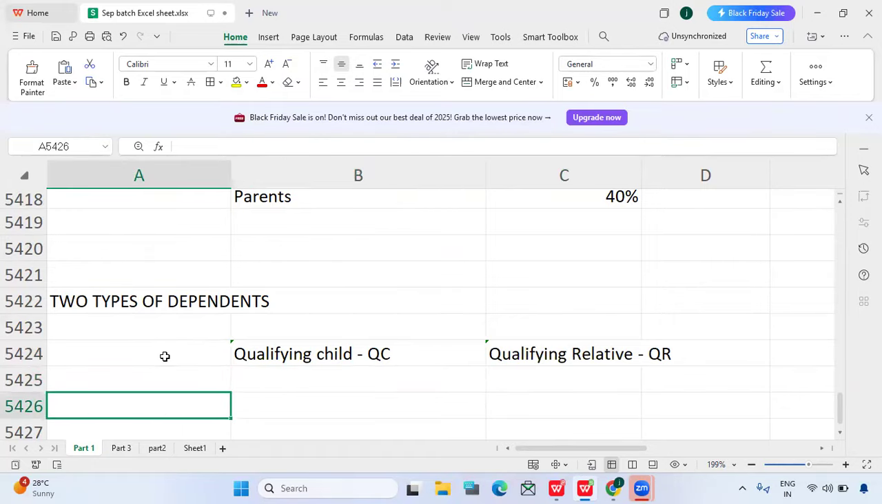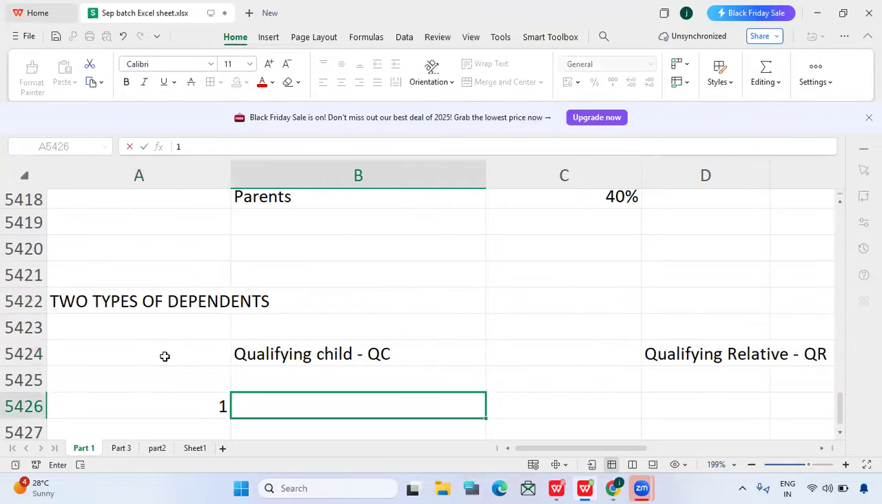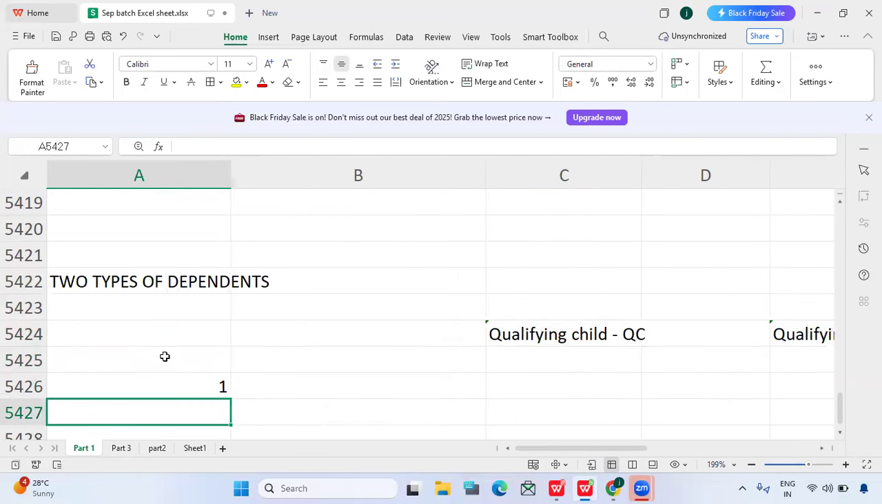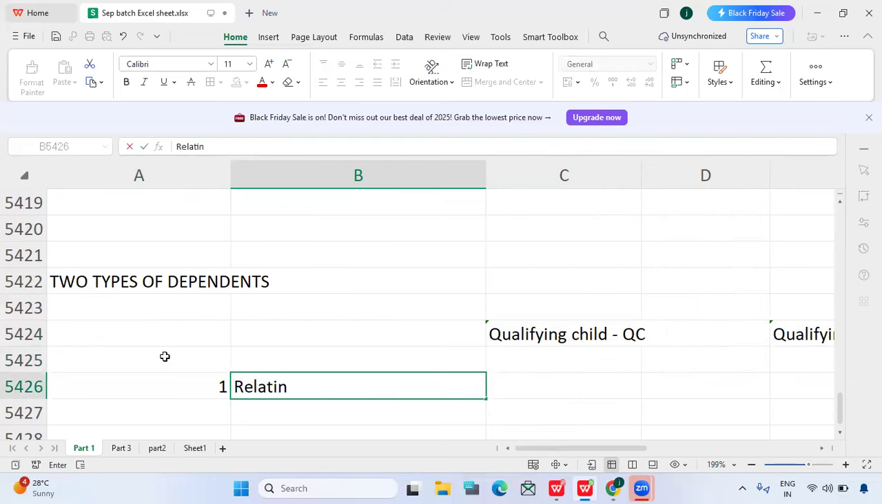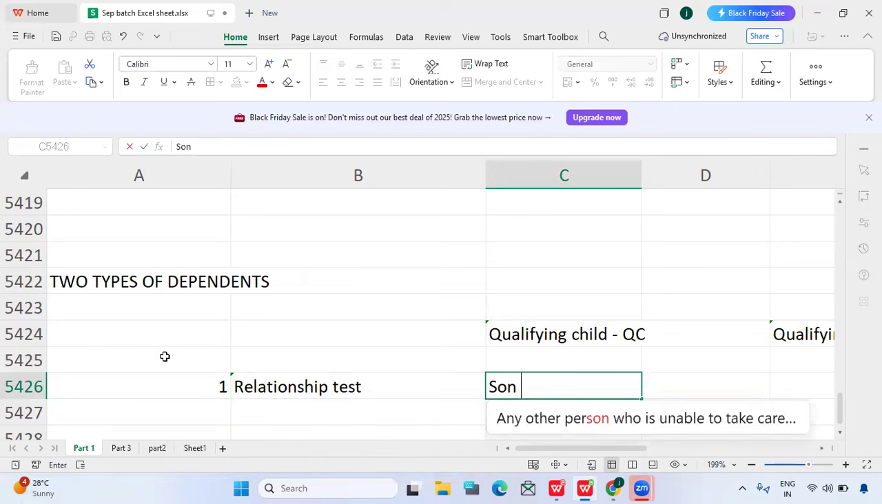First, to consider a person as a qualifying child, what are the tests we have? We'll see them one by one. The first one is the relationship test. So who can be a qualifying child? Children means daughter, son, stepchildren, adopted children, foster children. So regular children, only those? No. Children means son, daughter, etc.